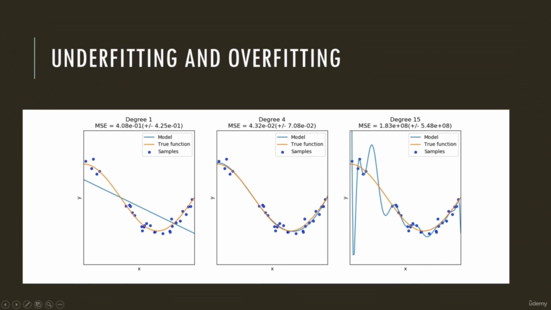For example, let's take this point here. It is safe to say the value of y for this particular x will be somewhere around this region, but our model predicts a value which is way off. So we can say that this model has overfit the data.